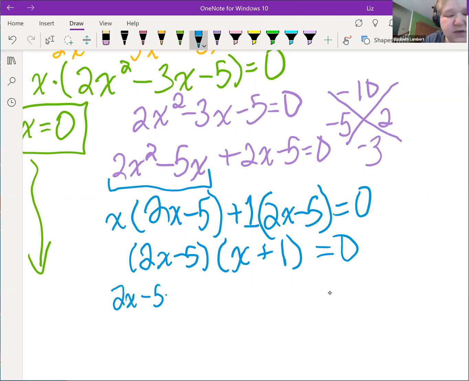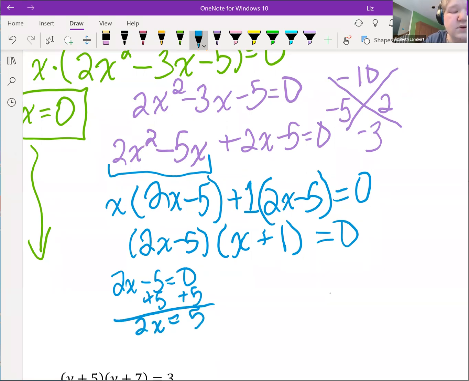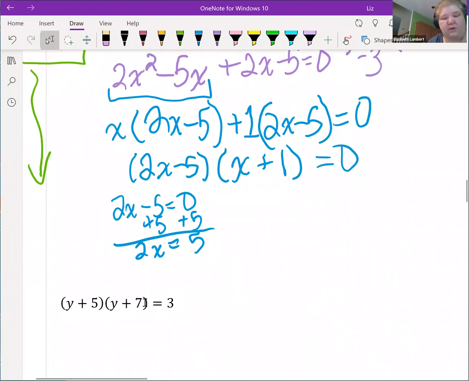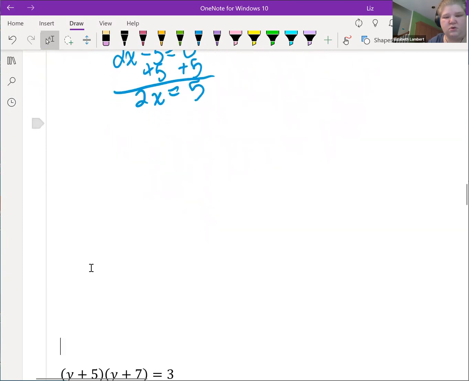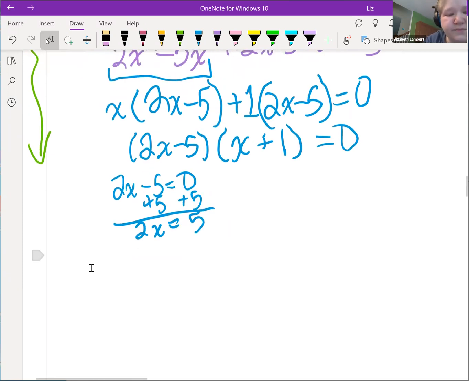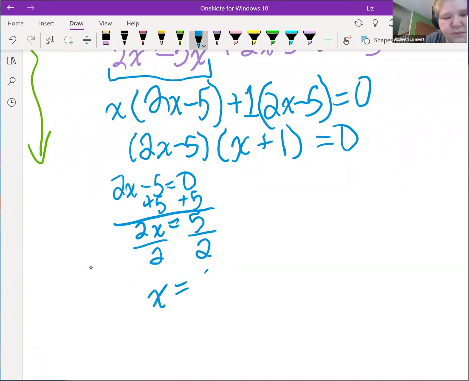2x minus 5 equals 0. Add the 5, add the 5. 2x equals 5. Make more room. Hopefully that works. All right, so 5/2 is one of our answers, or 2.5. Alex should let you use decimals if you want, but if it is a repeating decimal, use the fraction.